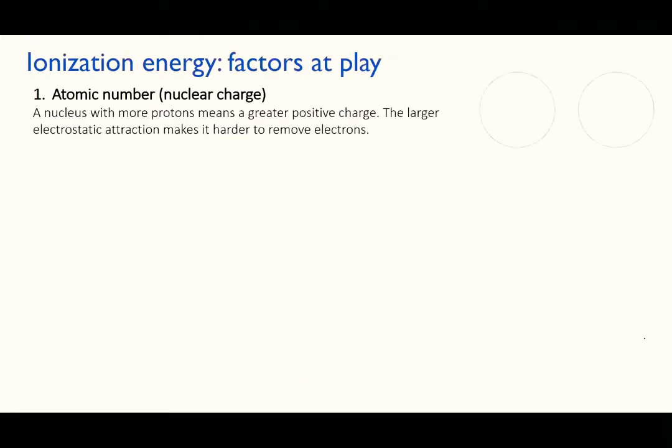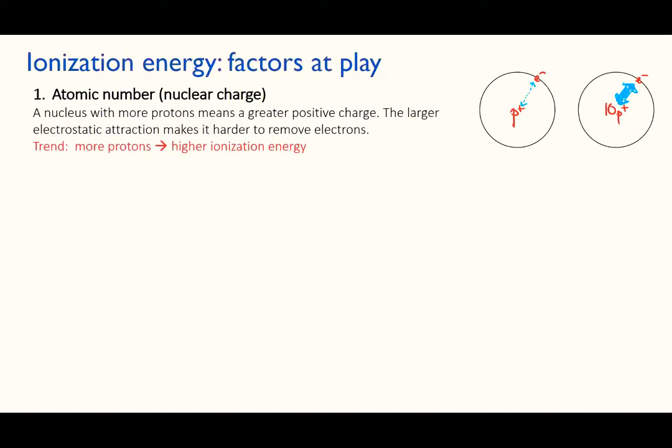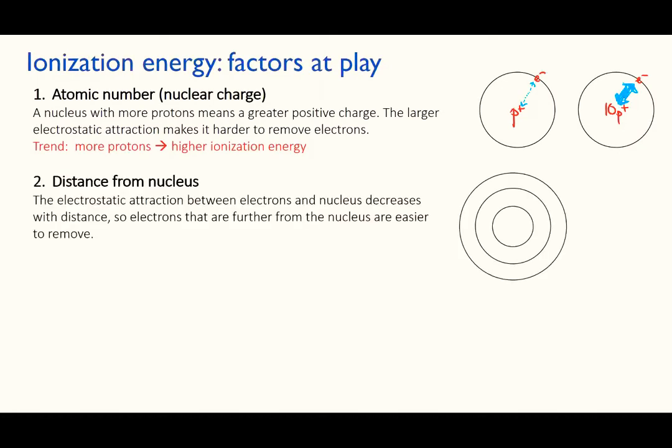First, the nuclear charge. The more positively charged the nucleus is, the greater the attractive force holding the electrons in the atom. So the more energy you have to put in to remove the electrons. So that means the greater the atomic number, the higher the ionization energy in general. Second is the distance from the nucleus. Electrostatic attractions get weaker as the opposite charges move further apart, rather like magnets. The further the electron is from the nucleus, or in other words, the higher the energy level that it's in, the weaker the attraction and the easier it is to remove. So the higher the shell or level that the electron is in, the lower the ionization energy.